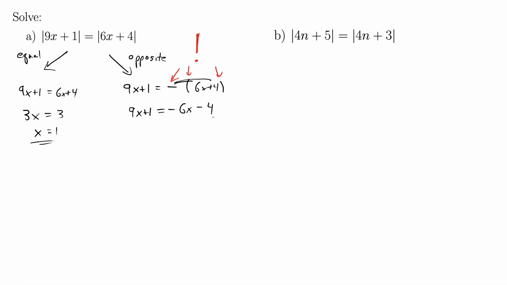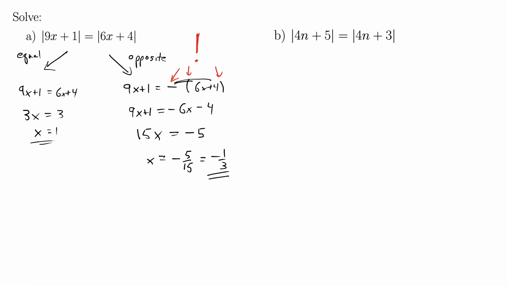Alright, again with getting all the x's on one side, I'll add 6x to both sides. That gives us 15x, and then subtracting the 1 from both sides gives us negative 5 over here. Divide both sides by 15 to get x equals negative 5/15. But that simplifies down to negative 1/3. There we go. So we have 1 and negative 1/3. Two answers to that one. These will almost always have two answers. Sometimes they'll have one, sometimes they'll have none.